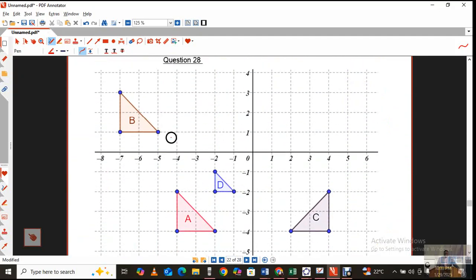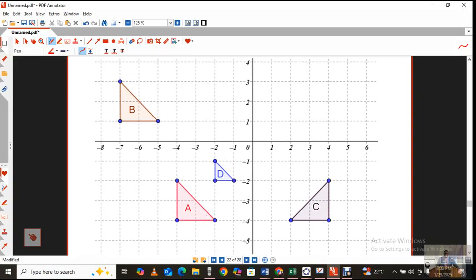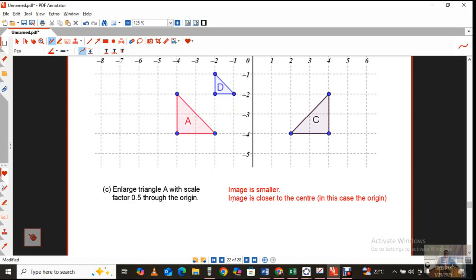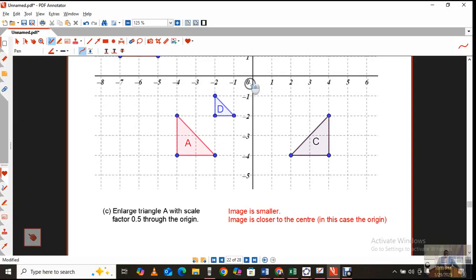Now I have done it also here so that you can see how it looks on the software. Very important, so I'll just leave it there so you can see. And the information that I was just writing: when I say enlarge triangle A with a scale factor of a half through the origin, I wrote it down for you. The image will be smaller, as you can see in D. Another thing, the image will be closer to the center of enlargement, and the center here was the origin. It cannot be at the other side of the image. It has to be closer to that. That's what you do.